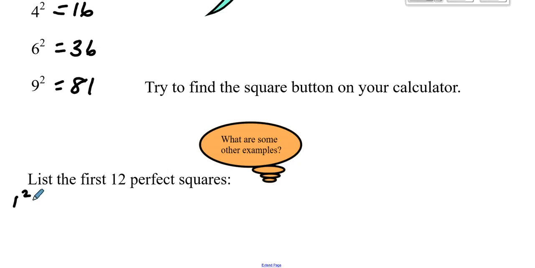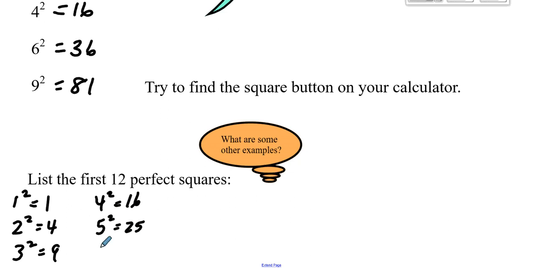So 1 squared, 1 times 1 is 1. 2 squared, 4. 3 squared, 9. 4 squared is 16, 5 squared is 25, 6 squared is 36, 7 squared is 49, 8 squared, 64.